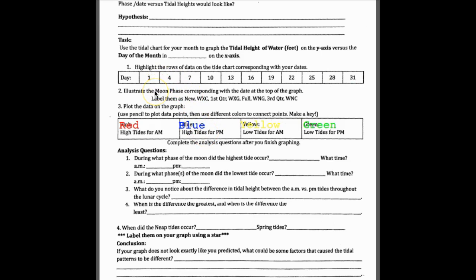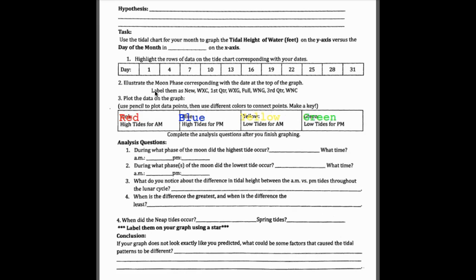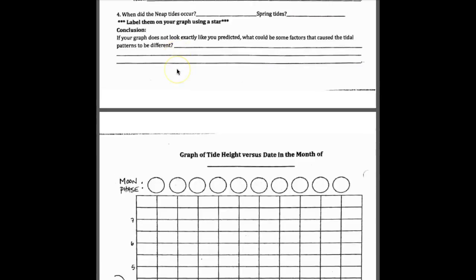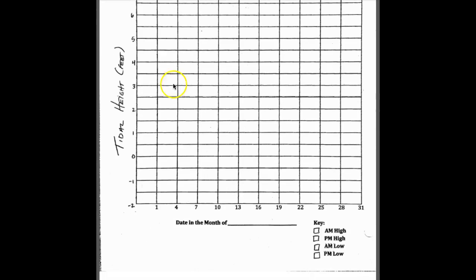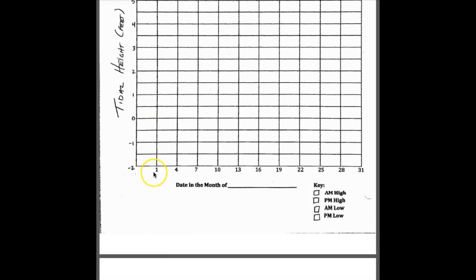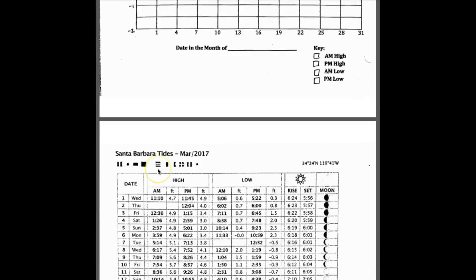At the top of your graph, one thing you'll notice is that there are spaces for you to draw in your moon. So let's take a look at that right now. So when we look at the graph, we have days at the bottom, days 1 through 31. But at the very top of the graph, we have some unfilled moons. You are going to need to fill those moons in according to what that moon looked like on that day.